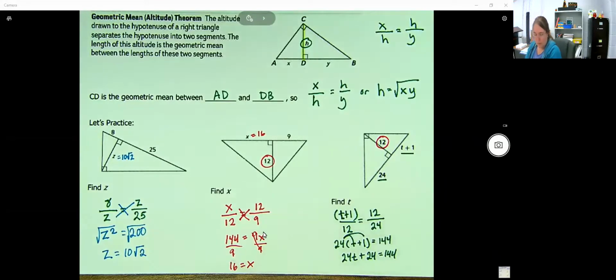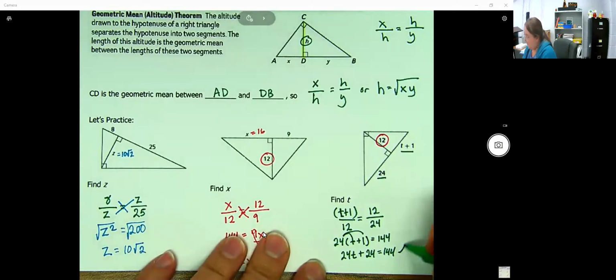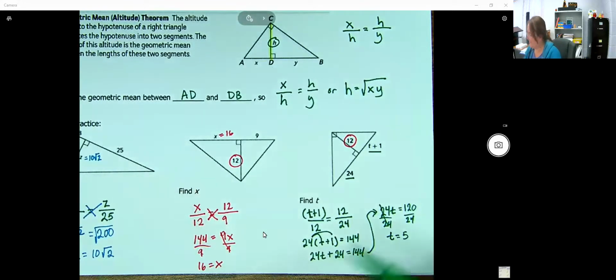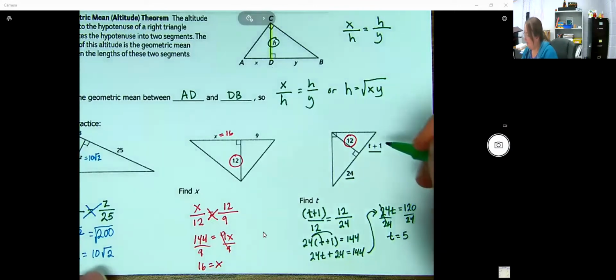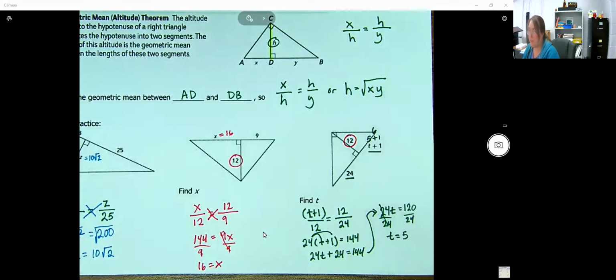I'm going to do a little bit of algebra here, right? Subtract the 24 on both sides. You end up with 24t is equal to 120. Then divide both sides by 24. That cancels over here. And t equals 5. Oh, you can't see what I wrote there. T equals 5. All right, so this extreme here would be 5 plus 1, or 6. So the geometric mean between 6 and 24 is 12.